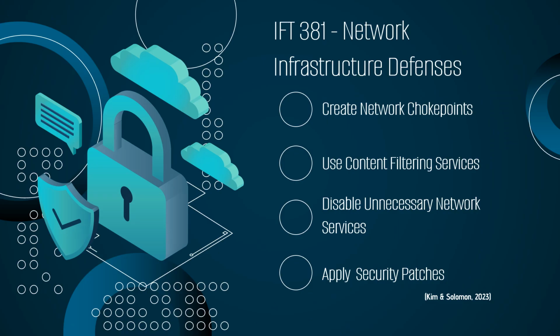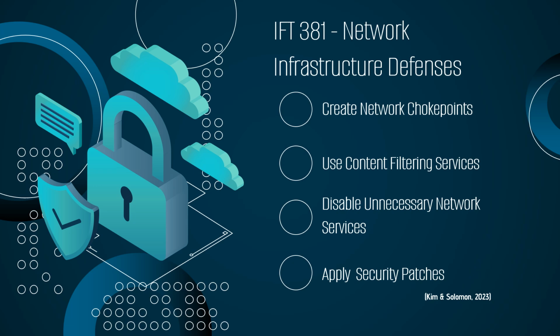IFT 381 emphasizes the importance of network infrastructure defense. Organizations should be creating network choke points, using content filtering services, disabling unnecessary network services, maintaining up-to-date intrusion detection systems, signature bases, and applying security patches. Although ZuoRAT is not an example of network defense, it does highlight what can happen when these controls are not implemented. Look at it this way.